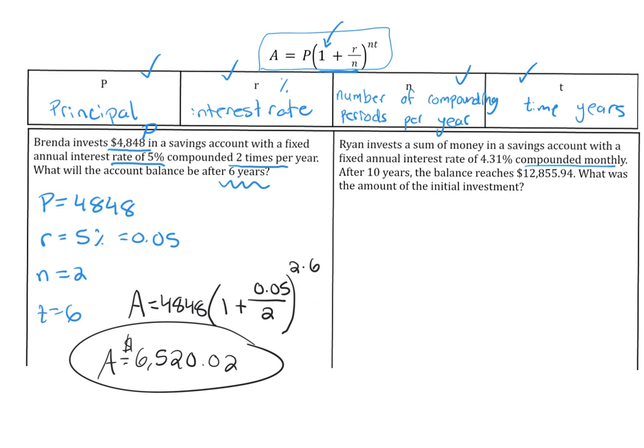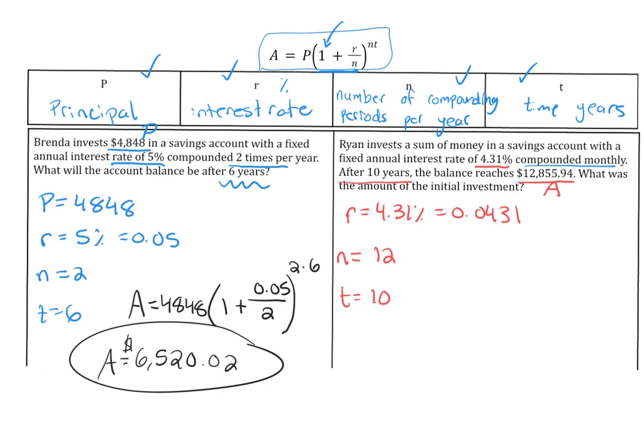Okay, same idea. Ryan invests a sum of money in a savings account with a fixed annual interest rate. So this time we've got the R is 4.31%, which is 0.0431. Compounded monthly, that means the N is 12. And after 10 years, the balance reaches... Okay, so this question's a little bit different. They're saying that's your A. At the end of 10 years, you have this much money. So what was the amount of the initial investment?